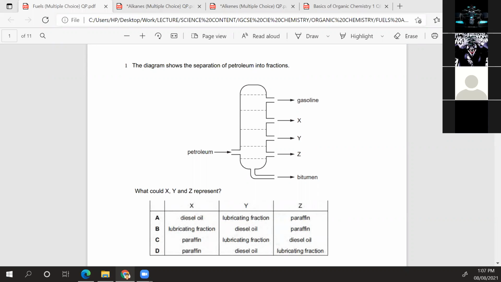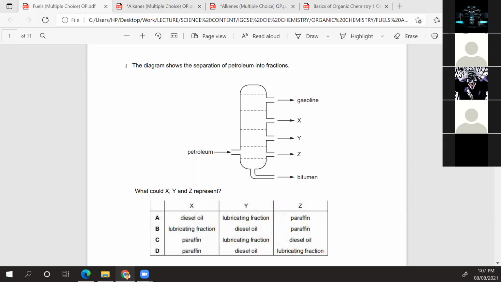Yes, before bitumen, what comes? Before bitumen, is it lubricating fraction, Akbar? Yes, miss. So if it is lubricating fraction, that is Z, right? Z will be lubricating fraction, correct? So what should be the answer then, Akbar?